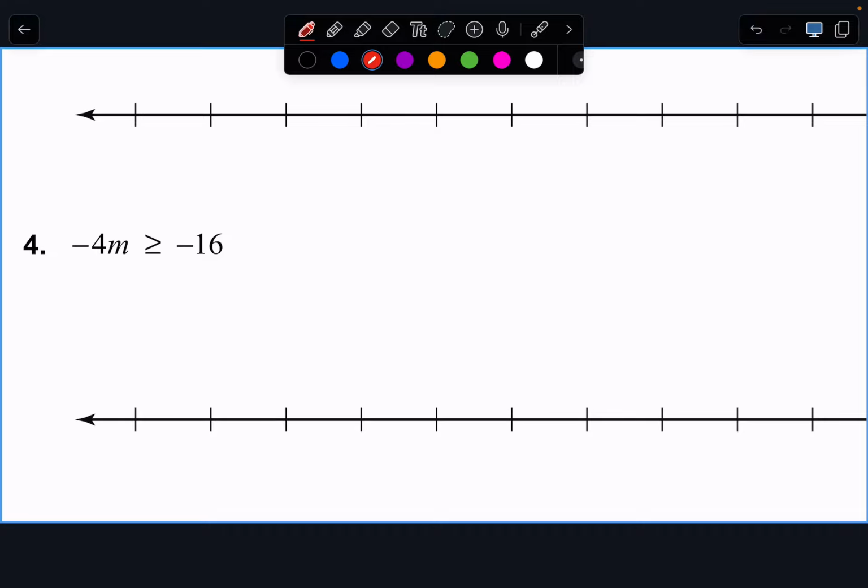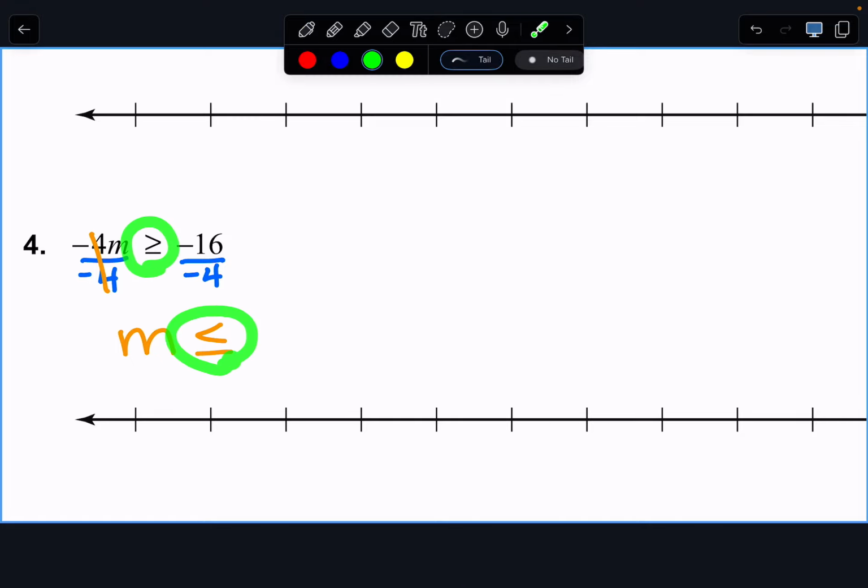Okay. In number 4, what do we need to do to both sides? Divide by -4. And since we are dividing by a negative number, we are going to flip the inequality sign. And -16 divided by -4 is 4.